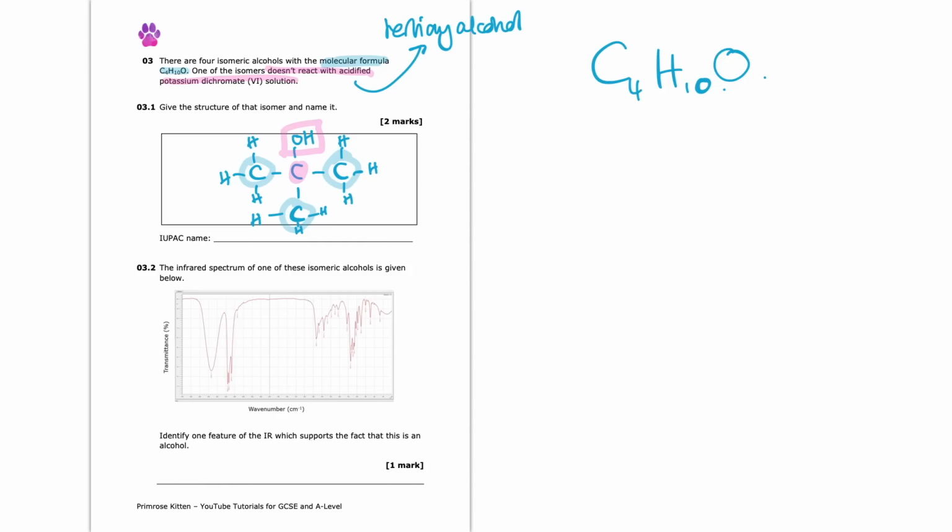Then we're asked to name this particular isomer. Here I can see that there are 3 carbons in a chain.